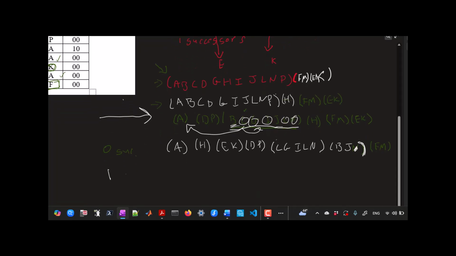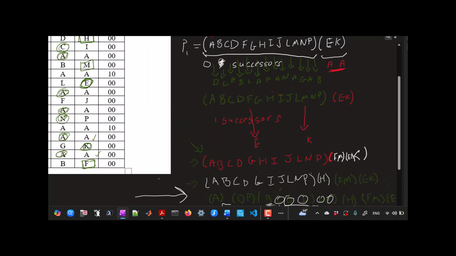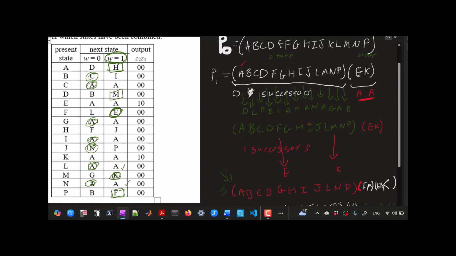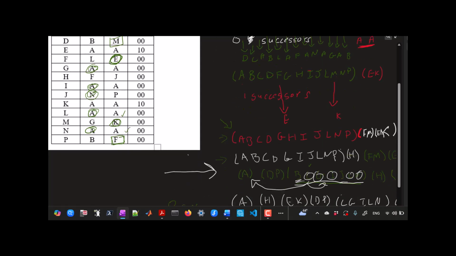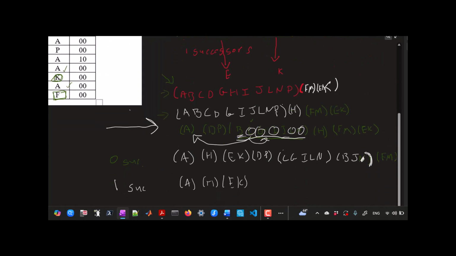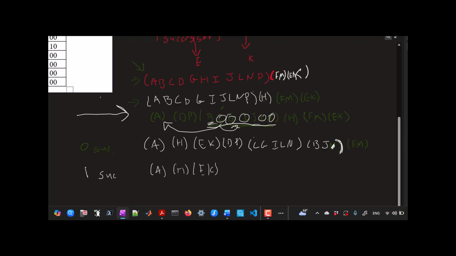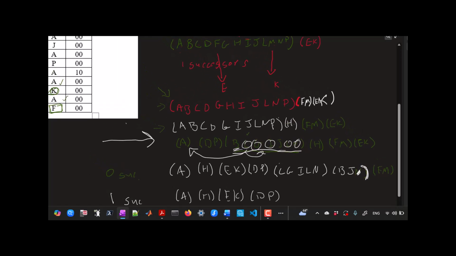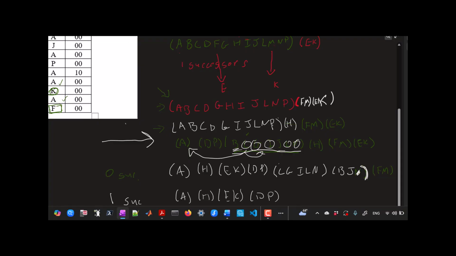Now I'll check the one successors. I don't have to check the states that are just singletons. I don't have to check EK because I gave up on them early. Okay, D and P. D goes to M and P goes to F. Those are still the same. F and M are still in the same set. D and P, so shouldn't those be good? Unless F and M change. That's the thing, if you make a change, you have to do another round.